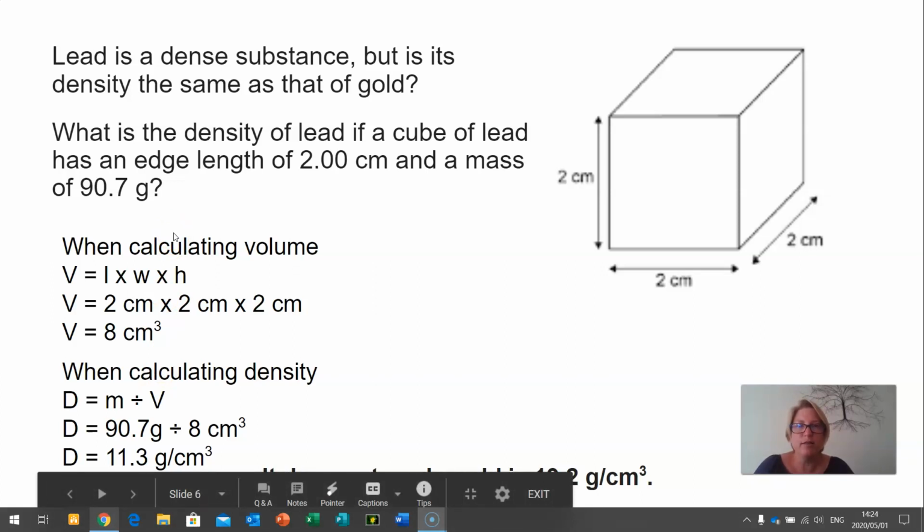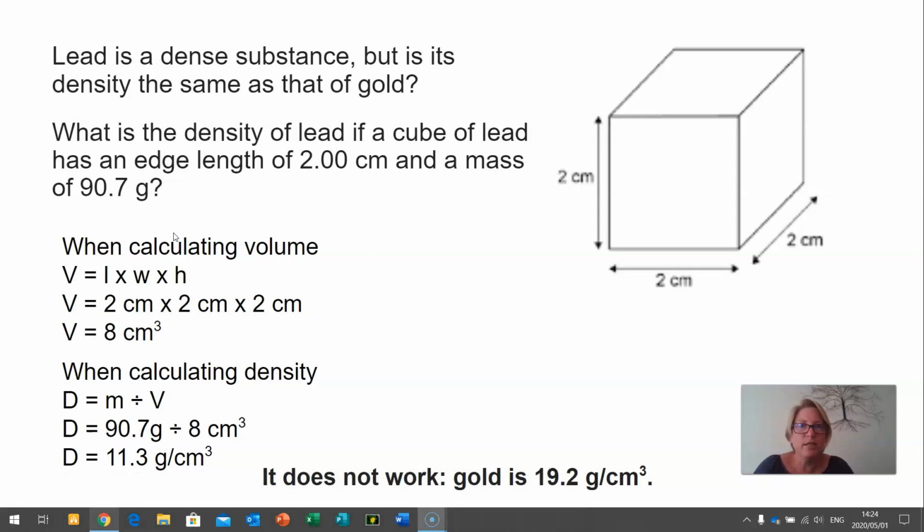So if we have a look at this, would it work filling the inside of the brick with lead and covering the outside of the brick with gold? Well, no, in actual fact, it's not going to work. If you were to put this brick into some water to see whether it would float or sink, or measure it out, or calculate it, you'd find out that the density of gold is actually 19.2. So gold is actually a little bit heavier than lead. So I don't think that plan would work.